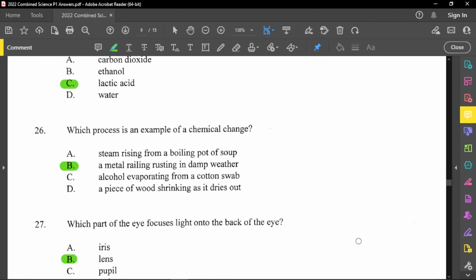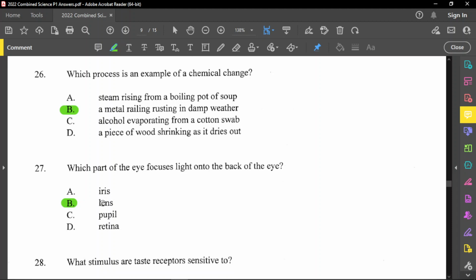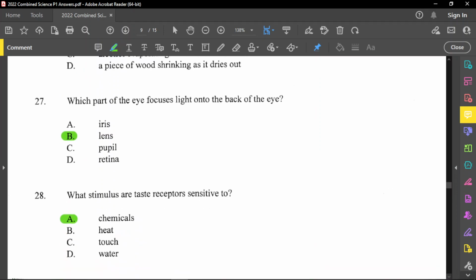Now, 27. Which part of the eye focuses light onto the back of the eye? We know that it is the lens, and the lens is responsible for refracting light, which means it will bend the light and direct it towards the retina. When you talk about the back of the eye, we're talking about the retina, really. As you go through, please make sure you know the functions of the different parts as well.